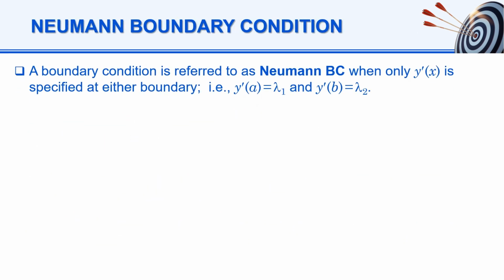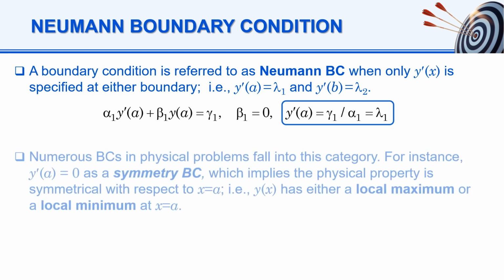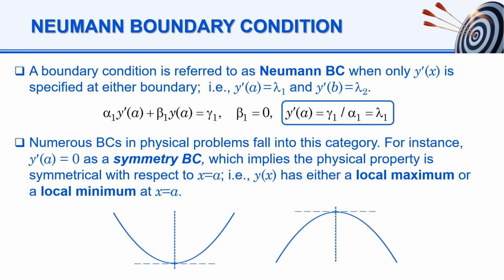A boundary condition is referred to as Neumann boundary condition when only y' is specified at either boundary, i.e., y'(a) equals lambda 1 and y'(b) equals lambda 2. Numerous boundary conditions in physical problems fall into this category. For instance, y'(a) equals 0 as a symmetry boundary condition, which implies the physical property is symmetrical with respect to x equals a, i.e., y has either a local maximum or a local minimum at x equals a.